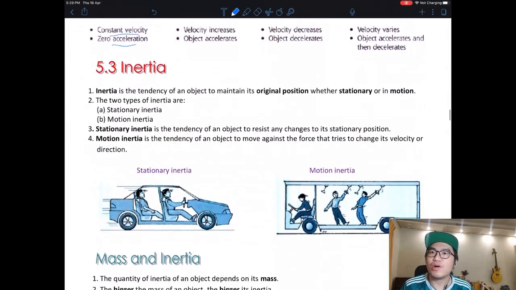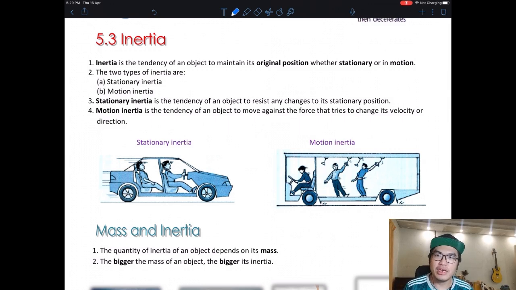Today I want to talk about inertia. Don't worry, no calculation here. This is a concept, so no calculation here. So what is inertia? This is the definition you need to know.